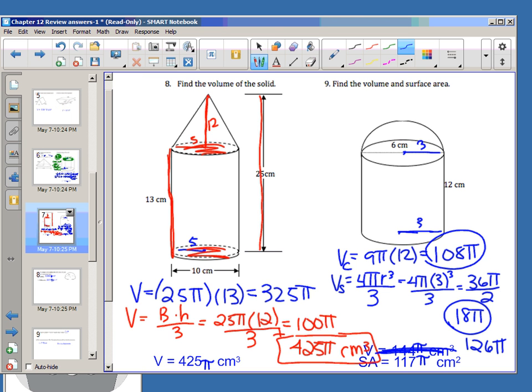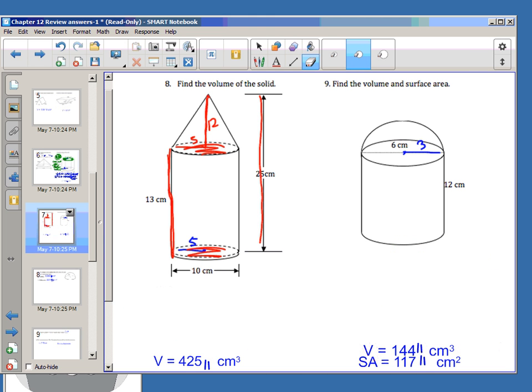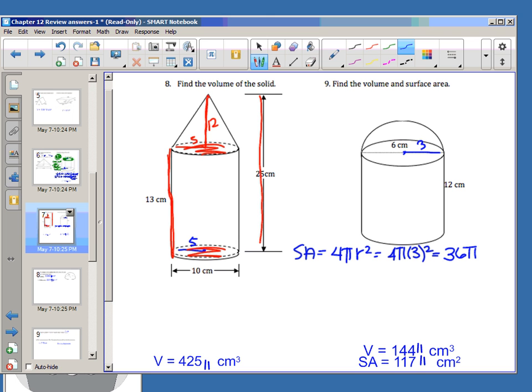Or that volume. And now I'm going to go up top and find the surface area. So actually I'm going to erase this so we have some space to work with. So the surface area of this is going to be a two-part thing. I'm going to first find the surface area of the sphere. This is just straight formula. The surface area of a sphere is 4 pi r squared. So I have 4 pi times 3 squared, which equals 36 pi. And I have half of that, so I'm going to divide it by 2. So the surface area of the hemisphere is 18 pi.